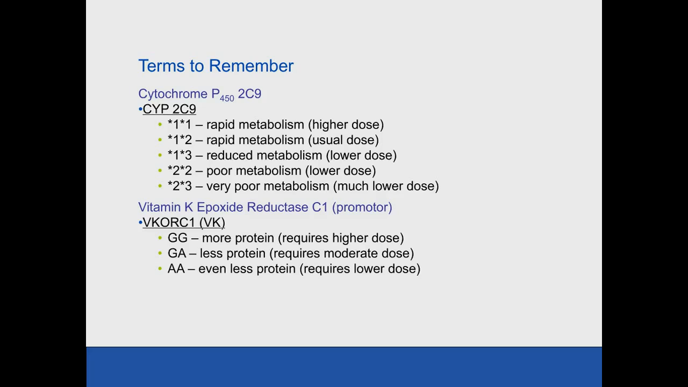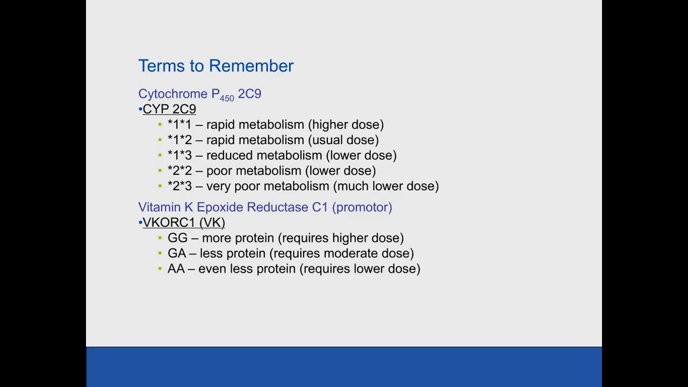The star 1, star 2 is the dominant, or what you'd call wild type. They're also considered to be rapid metabolizer, and they get the usual dose of 5 milligrams a day for an adult of average weight and age. Star 1, star 3 has reduced metabolism, slightly lower dose of warfarin is required. Star 2 has poor metabolism, an even lower dose, and a star 2, star 3 heterozygote individual is a very poor metabolizer, and they will need a much lower dose of warfarin to achieve optimal anticoagulation.